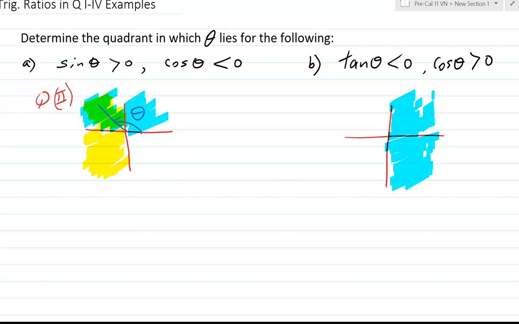Which quadrant is tangent negative? Well, tangent is negative in quadrant 2, right here, and quadrant 4. Excellent. So what is the common quadrant for both? Quadrant 4. That means if I draw this angle right here, a standard position angle theta, that theta lands in quadrant 4. Okay, simple as that. That's how you navigate through a situation like this, where you can figure out what quadrant theta is located in.